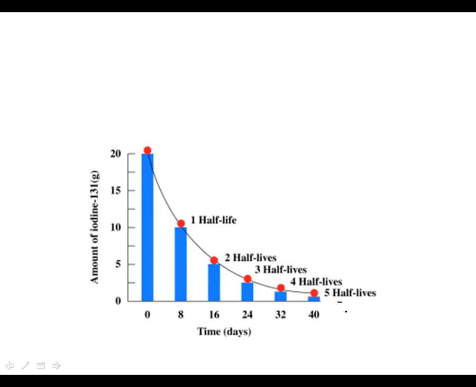Now, half-lives could be as short as seconds, could be minutes, days, hours, or years. So different radioactive isotopes have different time periods for their half-lives. Again, it could be as short as seconds or minutes, or as long as many, many, many years before it even loses half of what it started with.